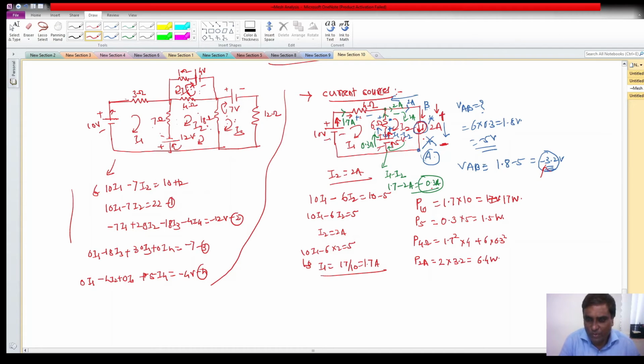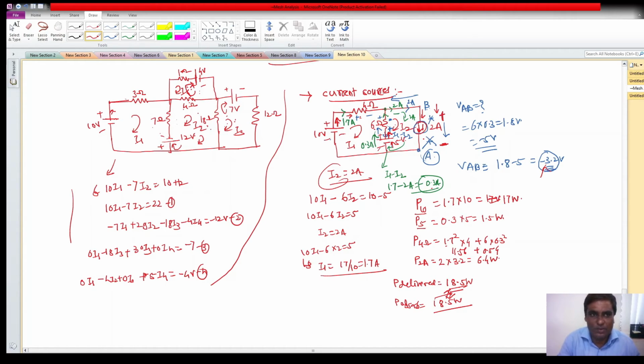Now power delivered is 10 plus 5, so it is 17, plus 1.5, it will be 18.5. Power absorbed will be 1.7 square into 4, which is around 11.56, plus 6 into 0.3 square, which is 0.54, plus 6.4. If you add it, it is also 18.5. So power delivered is equal to power absorbed, and thus power is balanced, and whatever currents and voltages we have calculated are all correct.